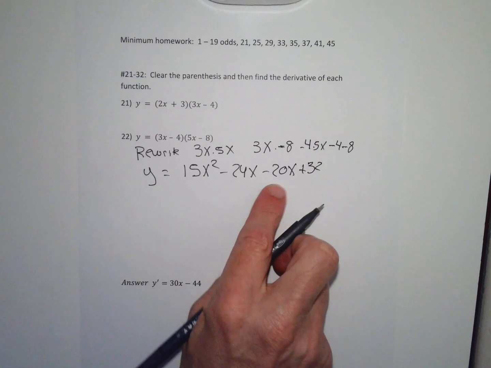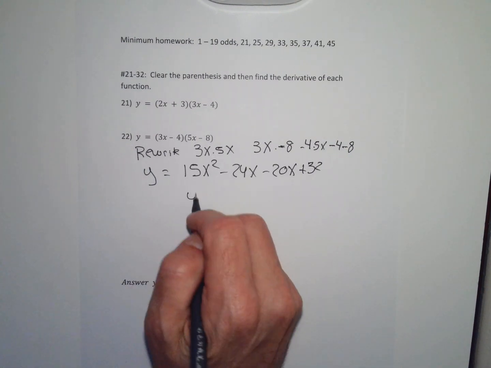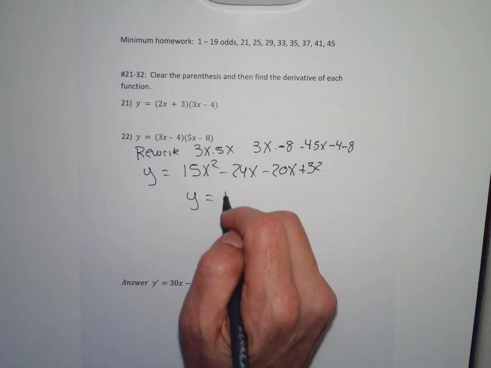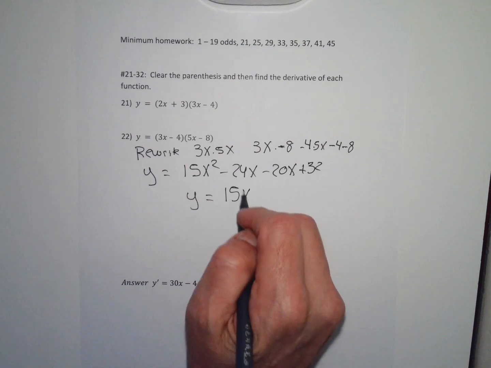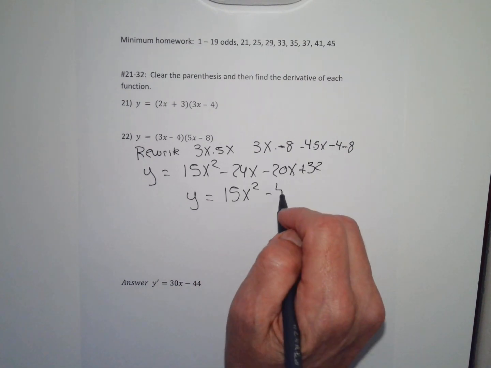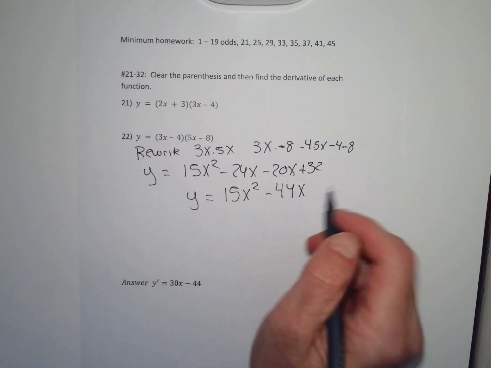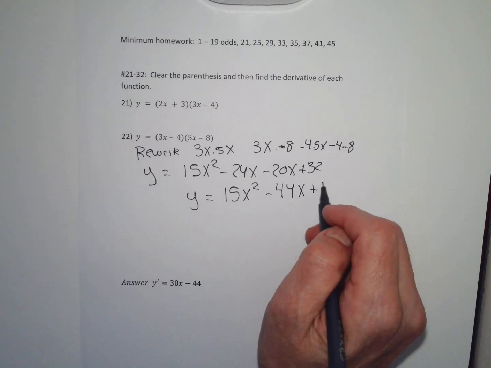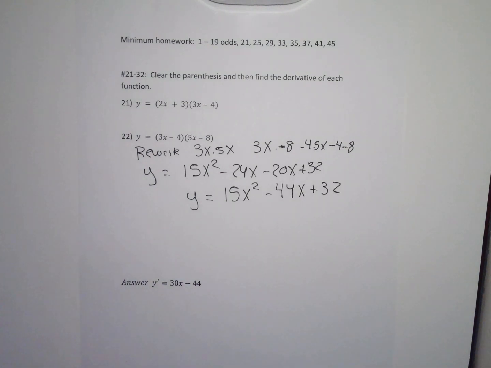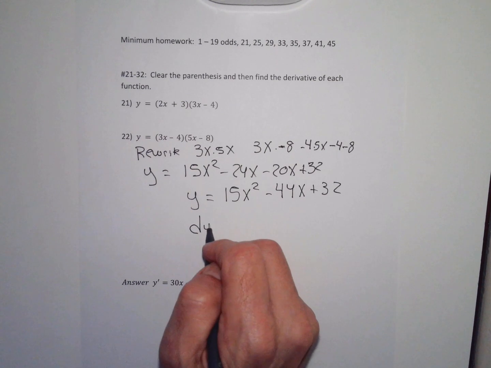I'm going to combine these minus 24 and minus 20x and get a rewrite of the problem that's not the derivative, but this is a form that's useful for the derivative, as 15x squared minus 44x plus 32. Now I can take the derivative using whichever notation that I care for.